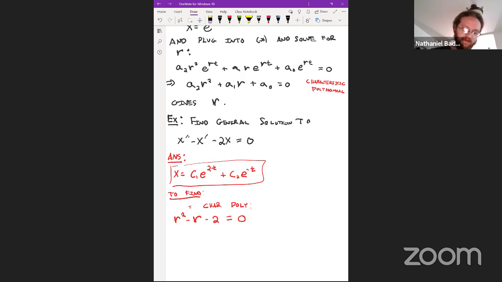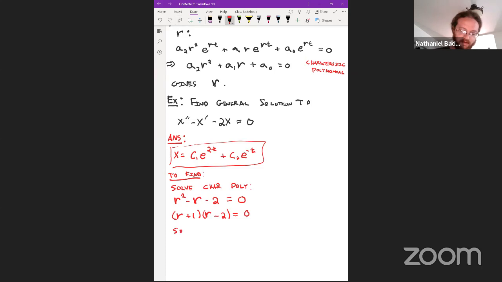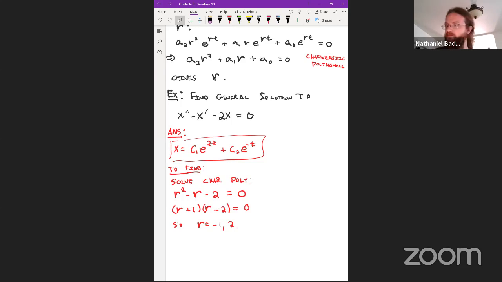Maybe even writing the characteristic polynomial for us is not a step anymore. We could write and solve. Then we go back to middle school math, and what do we get? Plus 1 minus 2, great. So r equals minus 1 or 2. And then we write down the general solution.